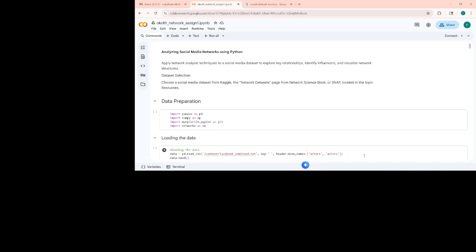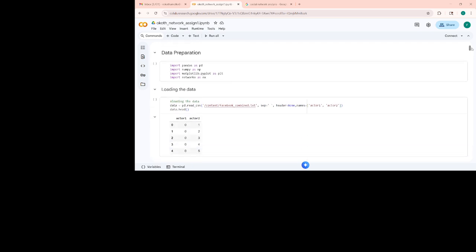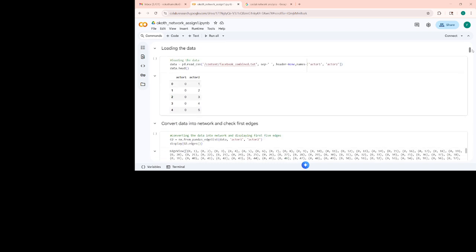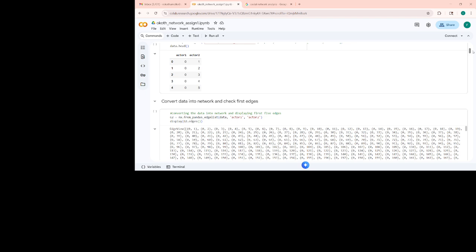And majorly we used Stanford Network Analysis Project data, and the data we said to use was the Facebook combined. What we did, we loaded the data using the necessary libraries, and we converted the data into a network.